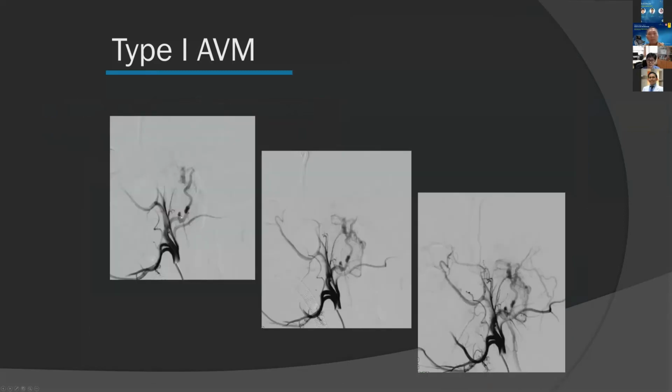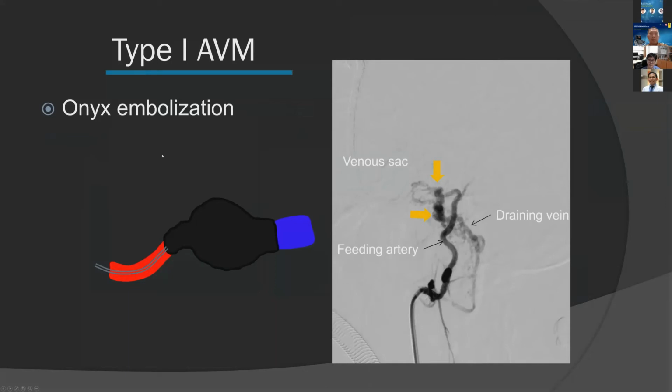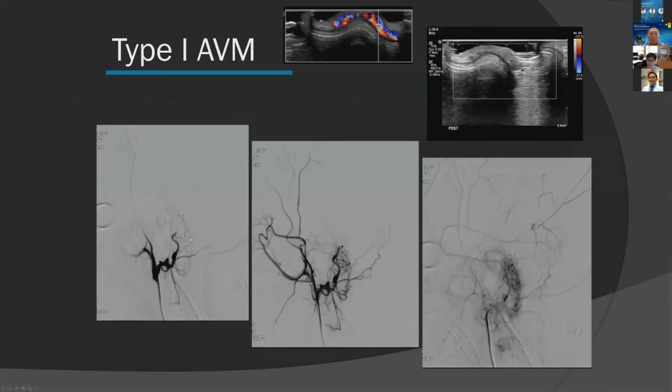And this is the angiography, and you can see the feeding artery and draining vein, and multiple draining veins. This is the venous sac. So at that time, I used Onyx for the embolization to occlude the venous sac. This is the final image, and you can see the completely disappeared AV shunt, and the ultrasound image shows there is no residual AVM in her ear.